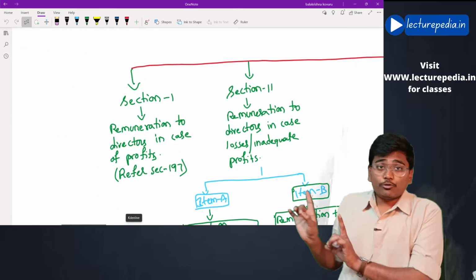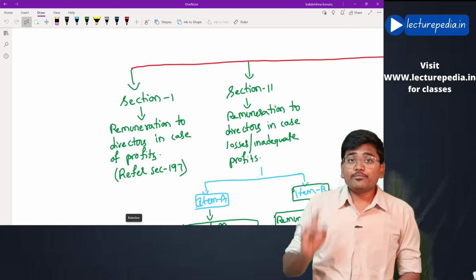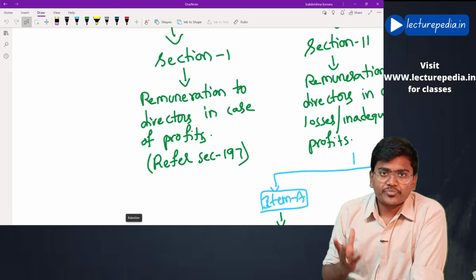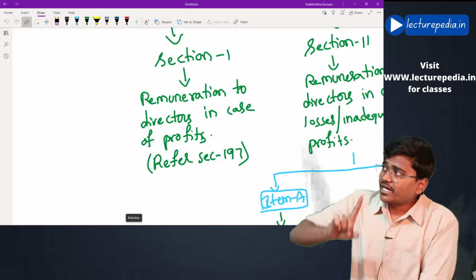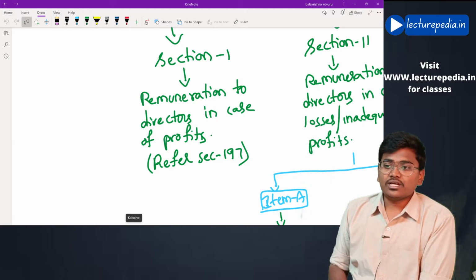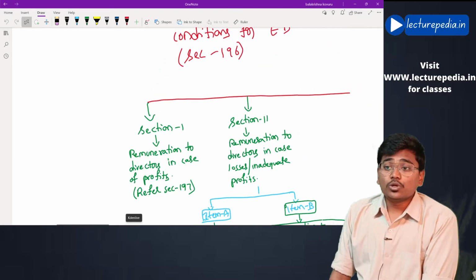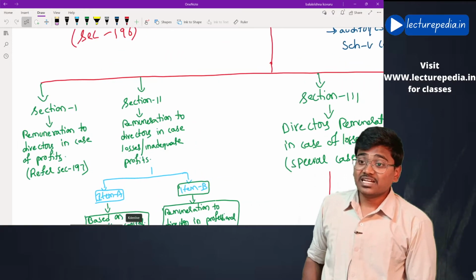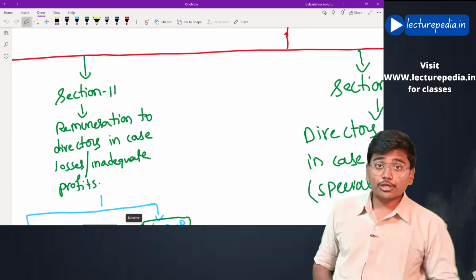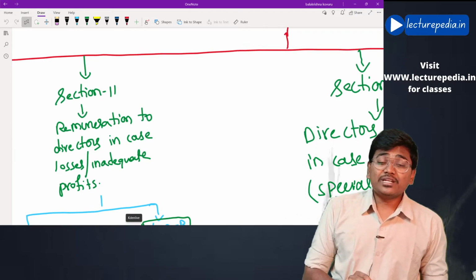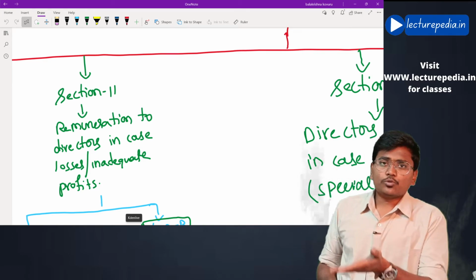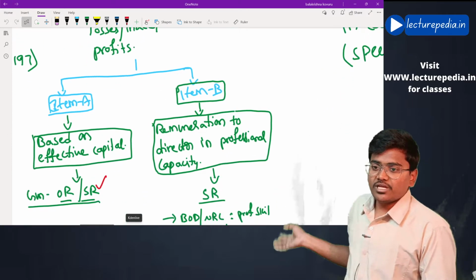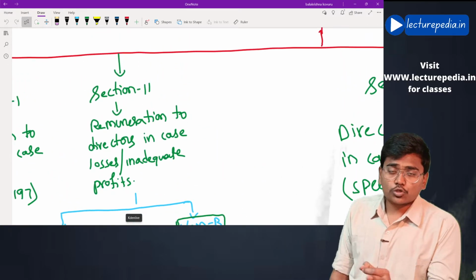Now section 1 of part 2 of schedule 5 deals with remuneration that is payable to the directors in case company is having profits. In case company is having profits, the remuneration will be paid as per section number 197. The same will be said by section number 1 of schedule 5 part 2. What it says is you refer to section number 197. Section 2 deals with remuneration that is payable to the directors in case company is having losses. The limits that we have discussed 5 minutes back, that is item A, item B. The same would be dealt here in the section 2 of part 2 of schedule 5.